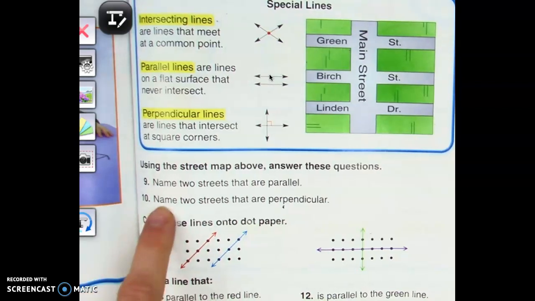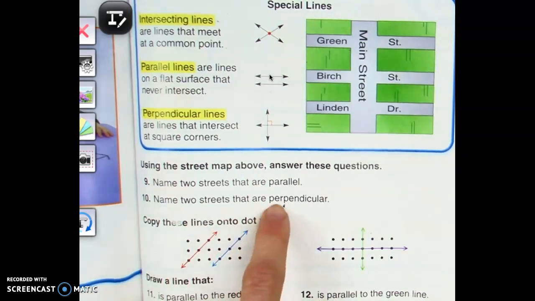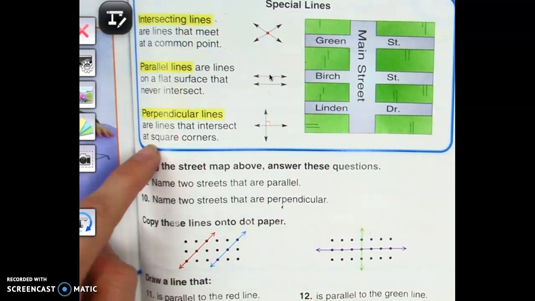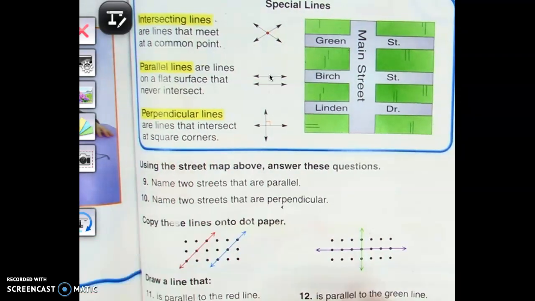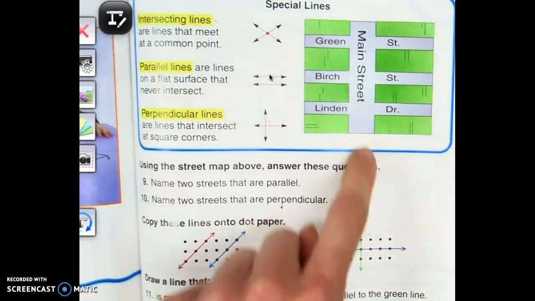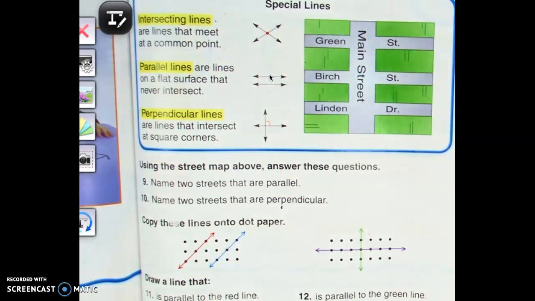Now, number 10 says name 2 streets that are perpendicular. Perpendicular lines, remember, intersect at square corners, or like the song, perpendicular lines meet at 90 degrees. So you're going to have to pick ones that meet at 90 degrees.